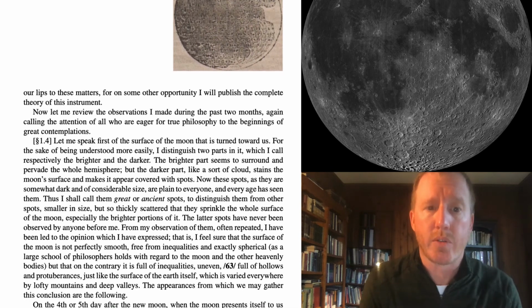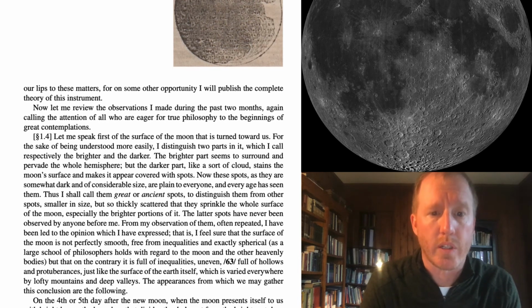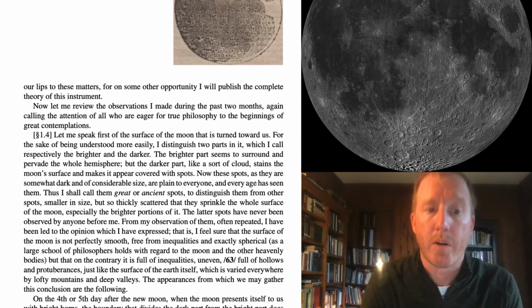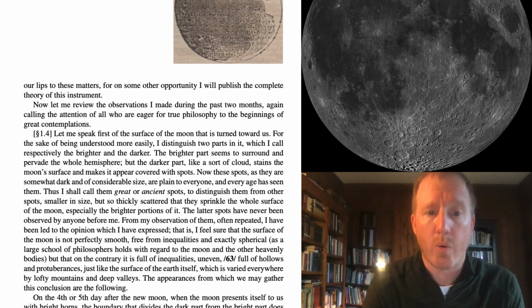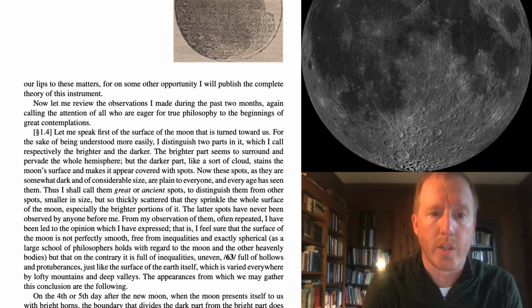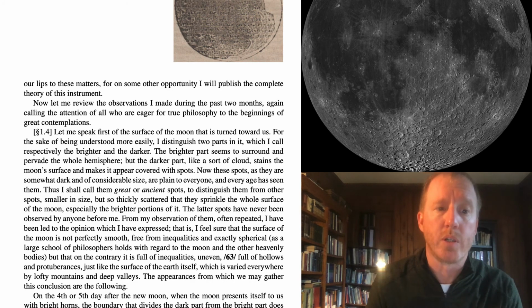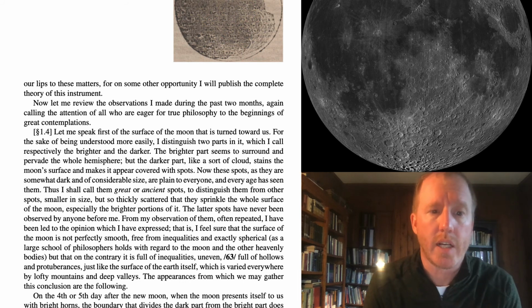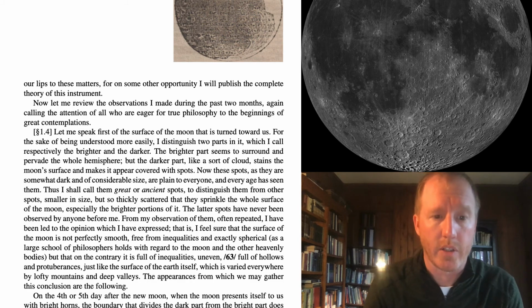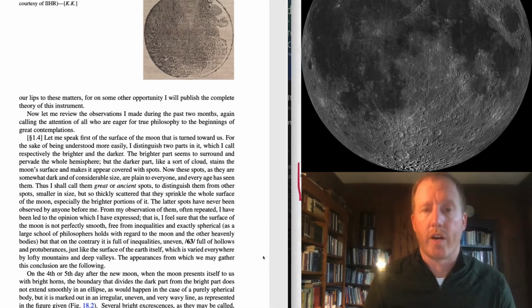From my observations of them, often repeated, I have been led to the opinion which I have expressed, that is, I feel sure that the surface of the moon is not perfectly smooth, free from inequalities and exactly spherical, as a large school of philosophers holds with regard to the moon and the other heavenly bodies, but that on the contrary, it is full of inequalities, uneven, full of hollows and protuberances, things sticking out, just like the surface of the earth itself, which is varied everywhere by lofty mountains and deep valleys. The appearances from which we may gather this conclusion are the following.